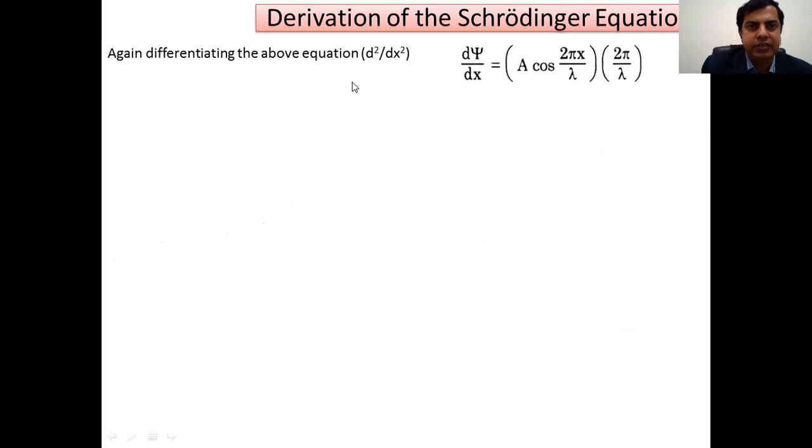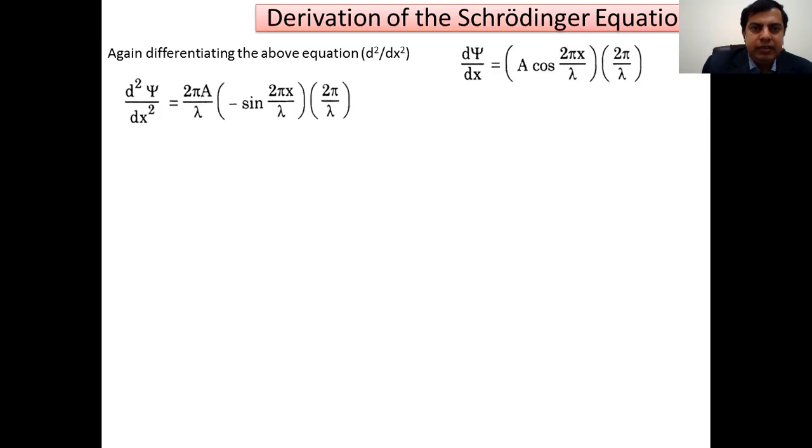The next step, because we have already derived this, is that we are going to do the second differentiation, because this is required in the derivation of the Schrödinger wave equation. This is the second differentiation of this equation. Because it is the second differentiation, it is shown as d square over dx square. The square indicates the differentiation of the first derivative. So we are again differentiating this whole equation.